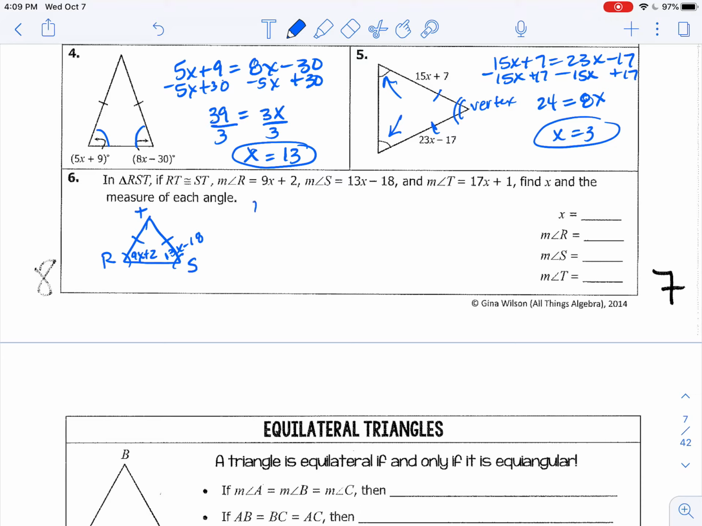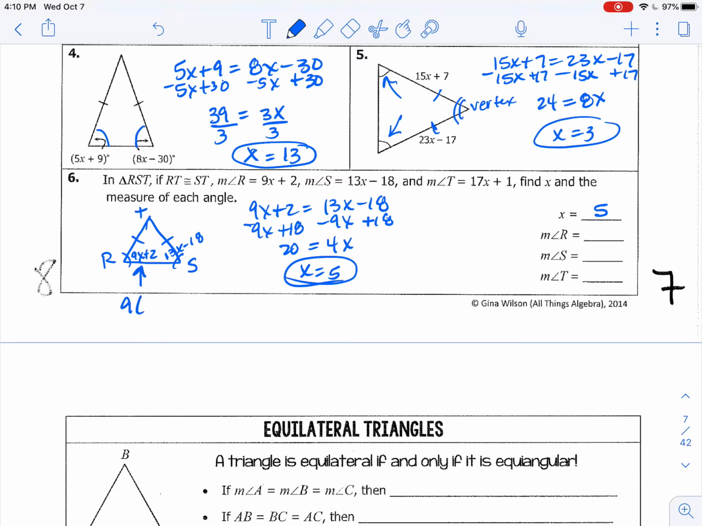I can see that those are my base angles because they're across from my congruent sides. I can go ahead and set those equal to each other. And let's do some algebra. Subtract 9x from both sides. Add 18 to both sides. That gives me 20 is equal to 4x, because 9 from 13 is 4. And if I divide both sides by 4, x is equal to 5.